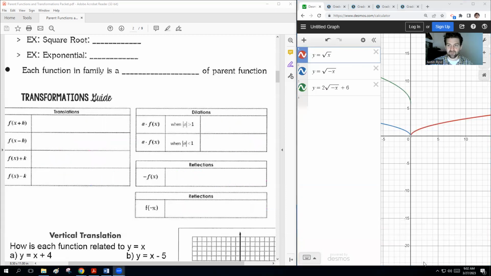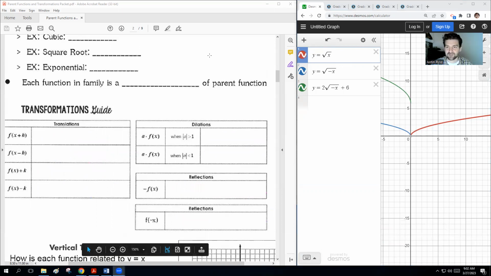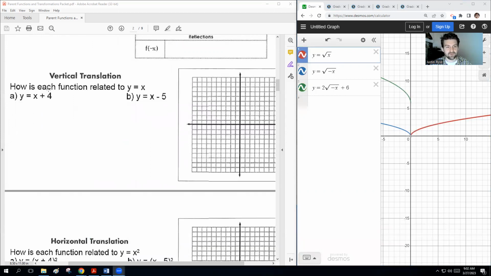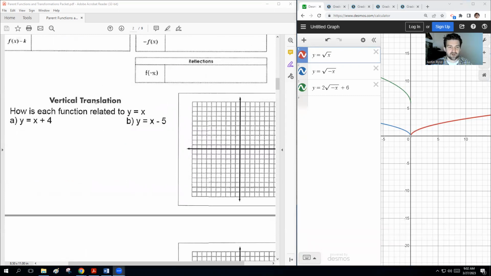So our goal is first to break down and identify the transformation, and then work on writing those and doing multiple transformations. Okay, so here we go. How are these functions related? Let's try to figure out what these are compared to the original, and then we'll verify it on a graph.